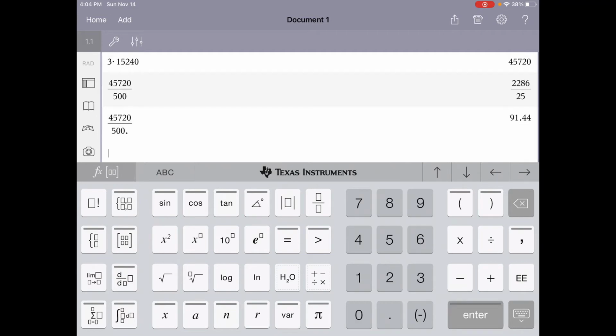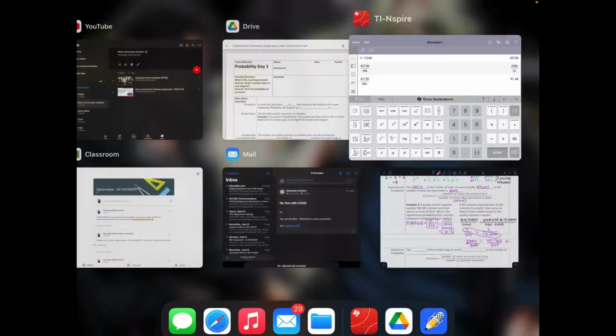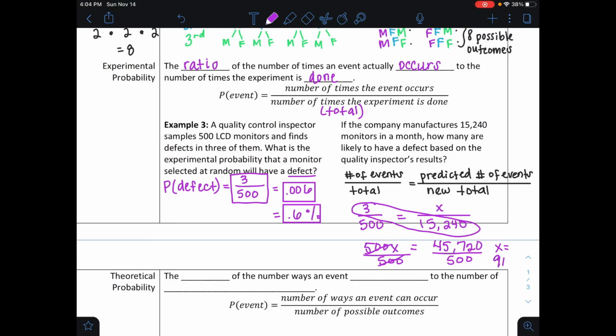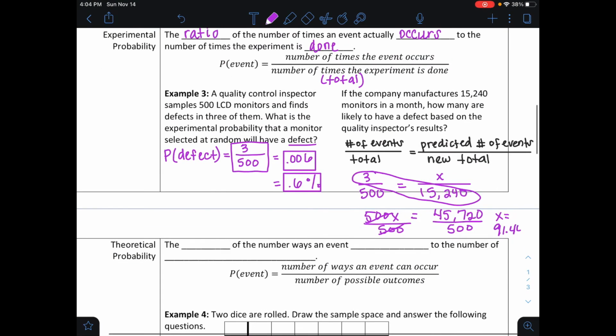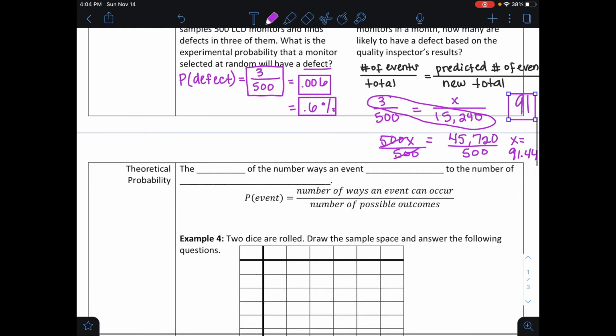45720 divided by 500 with a decimal, and then we change it to decimal form, 91.44. Now, the question is asking like a real world situation, so you can't have like a part of a monitor. So you have to give a whole number answer. So I would say like 91. Okay.